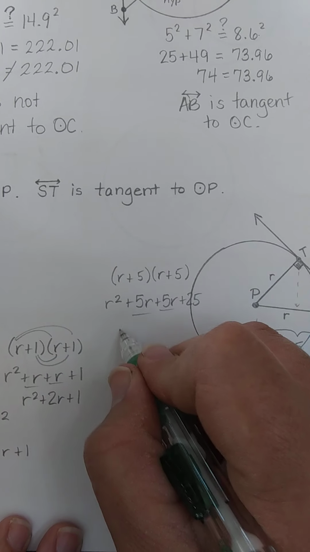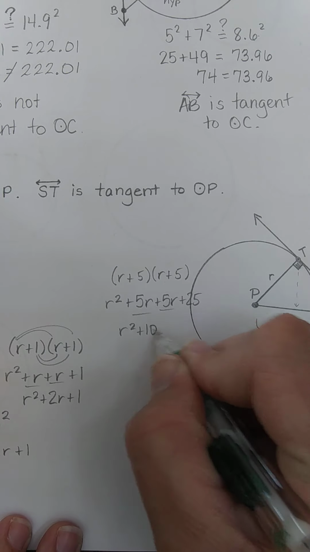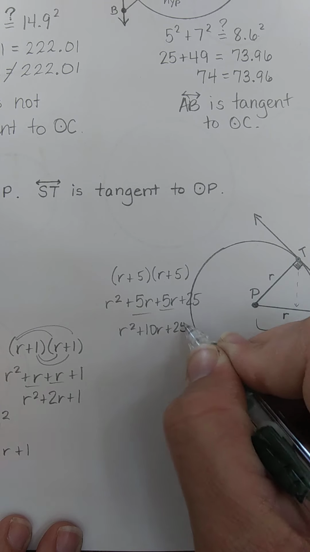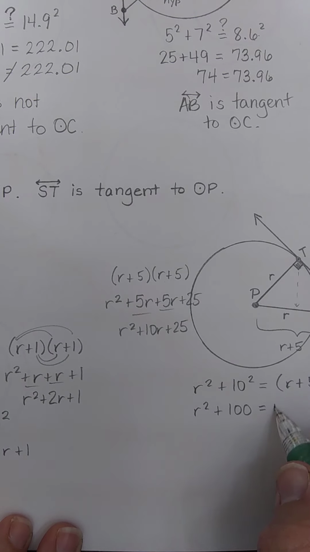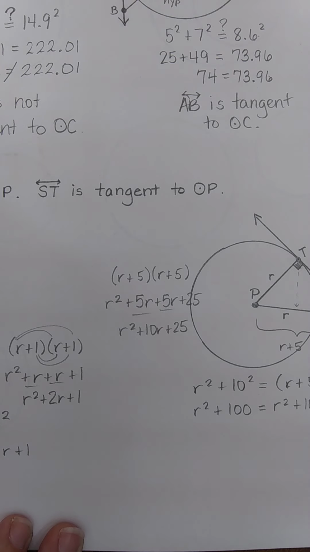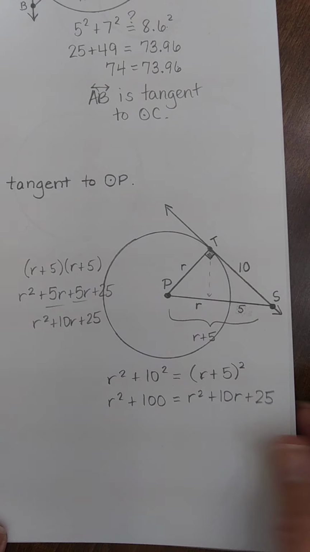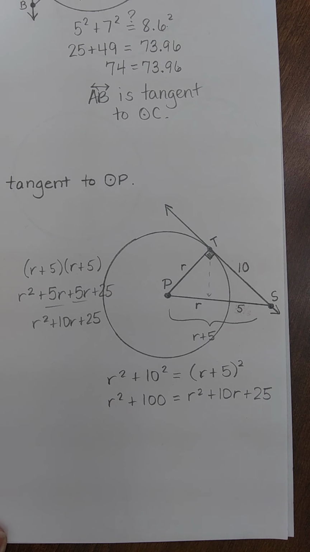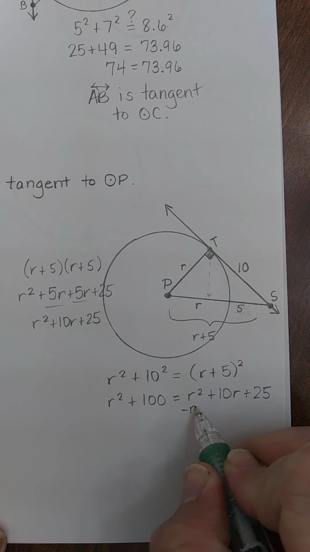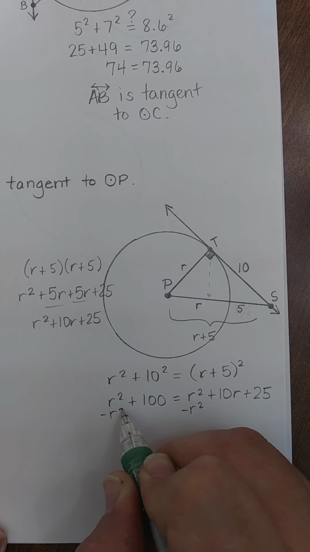Collecting our like terms in the middle, we get r squared plus 10r plus 25. Or square r, multiply these two and get 5r and double it to get 10r, and 5 squared is 25. You get the same answer whether we used square, double, square or if we did the side work and multiplied all that out. Now I want to get my like terms together, so I'm going to subtract the r squared.